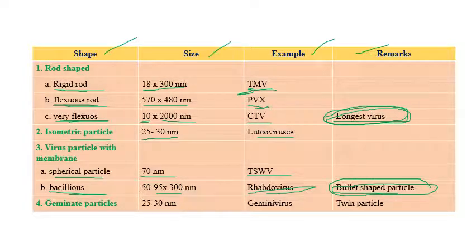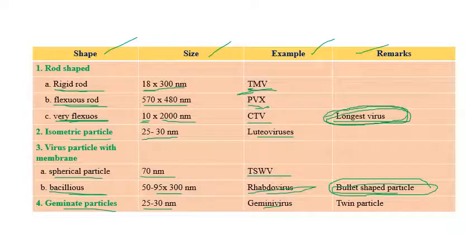This type of question can be asked in national eligibility tests or any competitive exam. So while studying, understand each and every concept, because these small things can be placed in exams. And then the Gemini particle, size ranges from 25 to 30 nanometers.